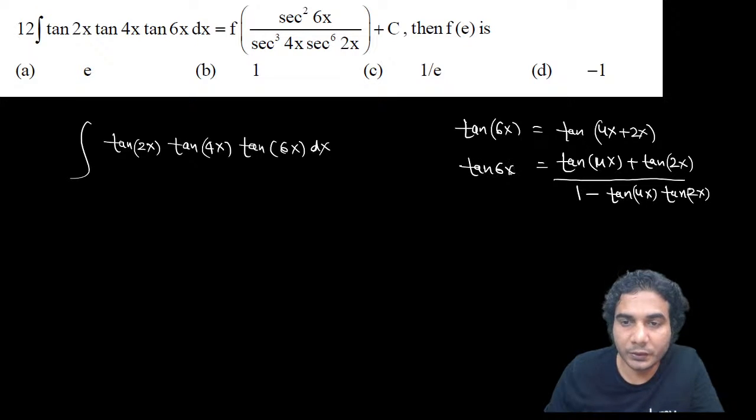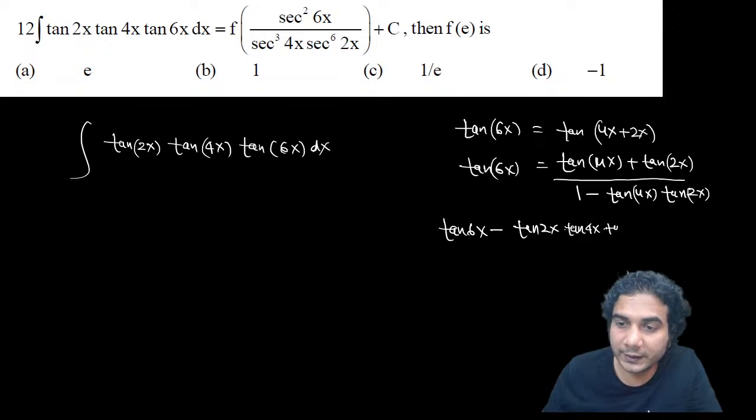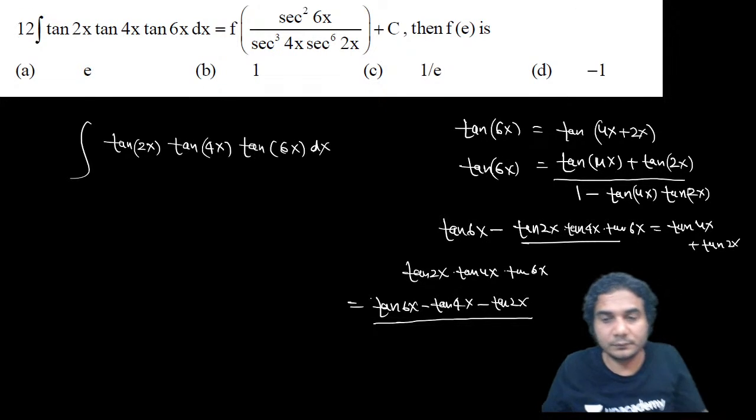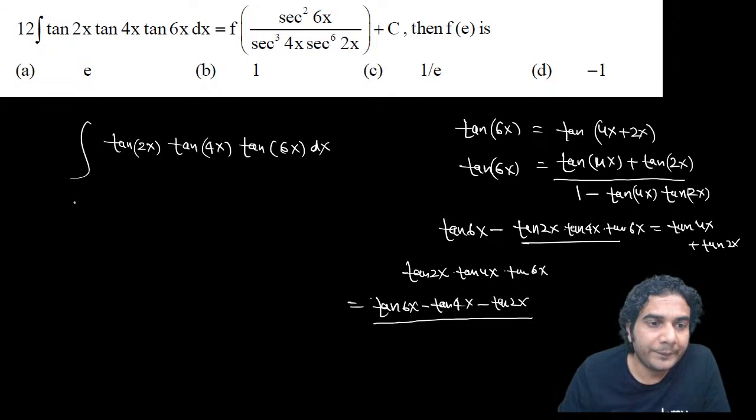Now you cross multiply. So cross multiply, you'll get this tan of 6x minus this term which we were looking for, tan 2x into tan 4x into tan 6x, is equal to tan of 4x plus tan of 2x. So now you can segregate this. So you can write this tan of 2x into tan of 4x into tan of 6x is equal to nothing but tan of 6x minus tan of 4x minus tan of 2x, all right, like this. Okay, so put in this and integrate it easily. Now it is the integral of tan of 6x minus tan of 4x minus tan of 2x dx.